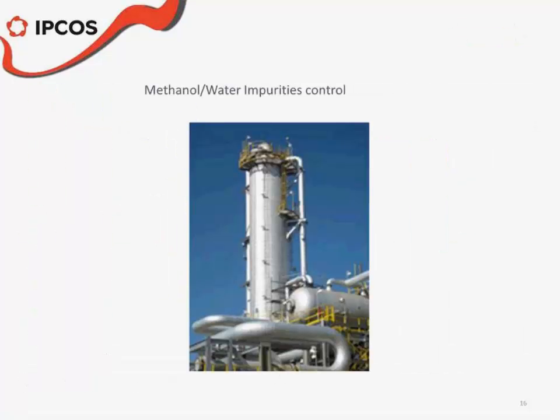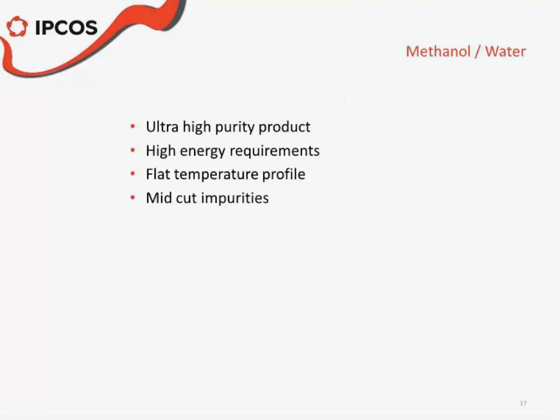Okay, so let's continue on. Second example, methanol water impurities control. What are challenges you typically face in a methanol water system? Well, you typically need an ultra-high purity product. We're talking about 99.9999% methanol on the top.